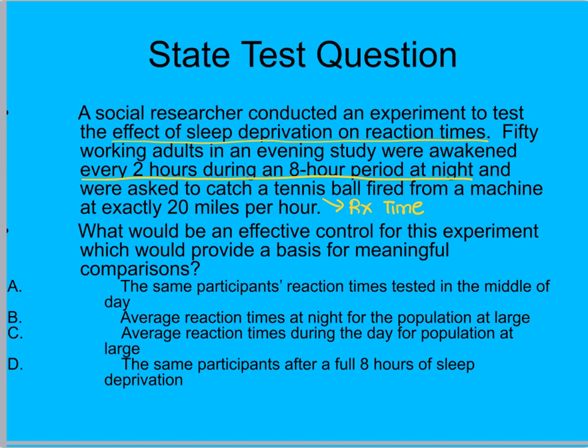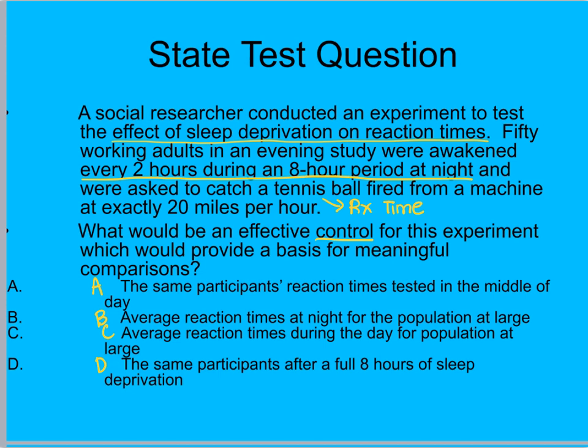What would be an effective control for this experiment, which would provide a basis for meaningful comparison? So remember, we talked about a control group as being what's normal and how we can compare what's normal with what's new. The new thing is definitely being awakened every 2 hours and told, hey, catch this tennis ball. I know I would not do well with that because normally I can't catch as it is, but being woken up every 2 hours, that would definitely cause some problems for me.